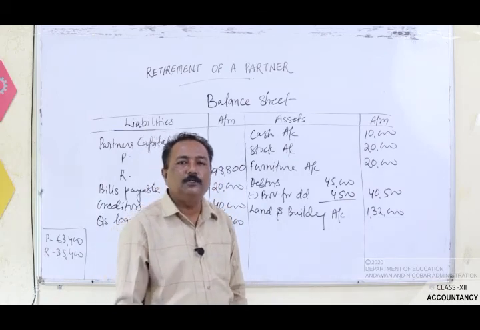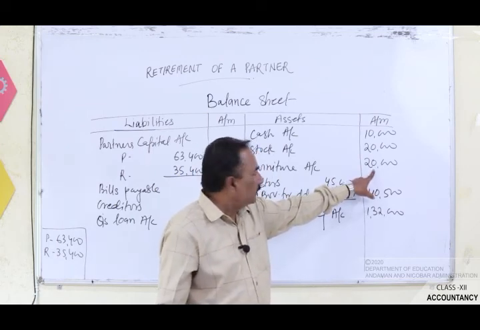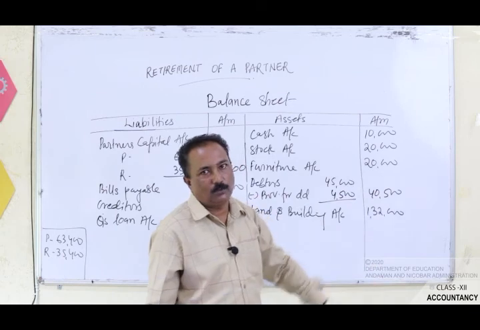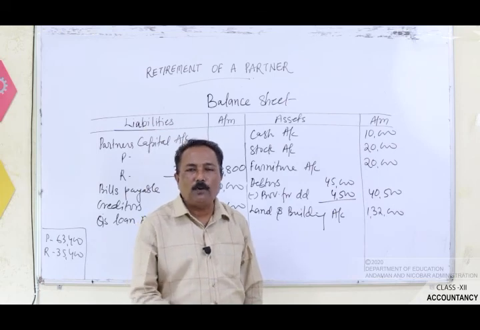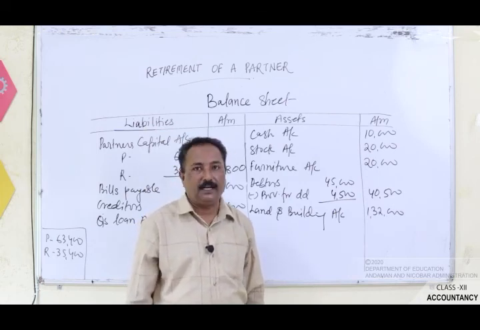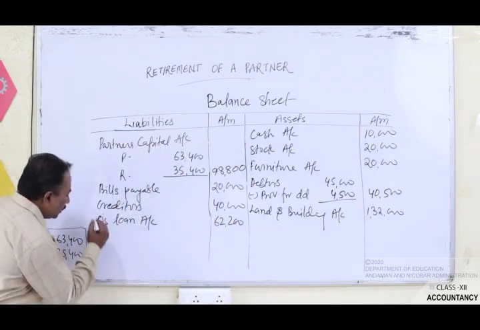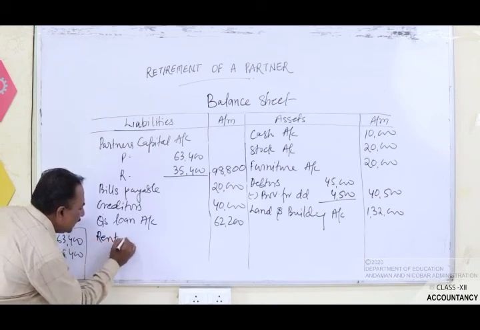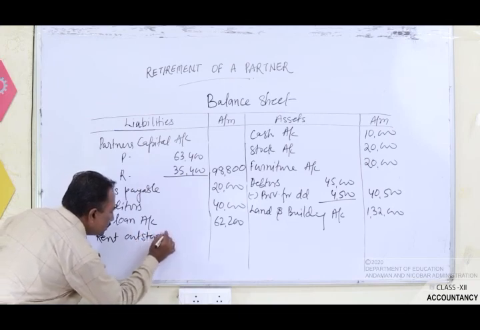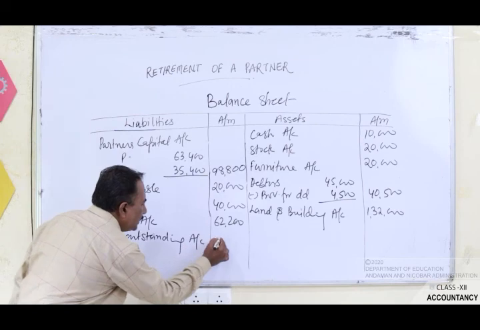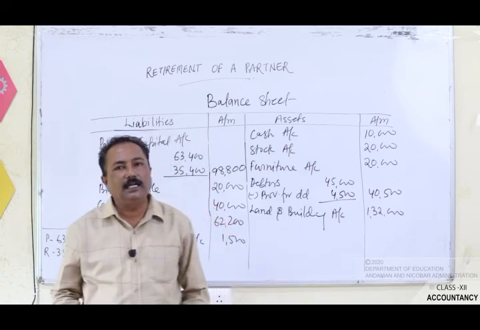Next is furniture to be reduced by rupees 8,000. Here we have already subtracted the amount, and now the new value of the furniture is rupees 20,000. We have recorded it also. Point number 5 is rent outstanding not provided for as yet was rupees 1,500. This is the information which has to be recorded now. Now it is to be recorded on the liability side. So it is rent outstanding account, and the amount is rupees 1,500. This we have recorded. Now nothing is to be recorded.